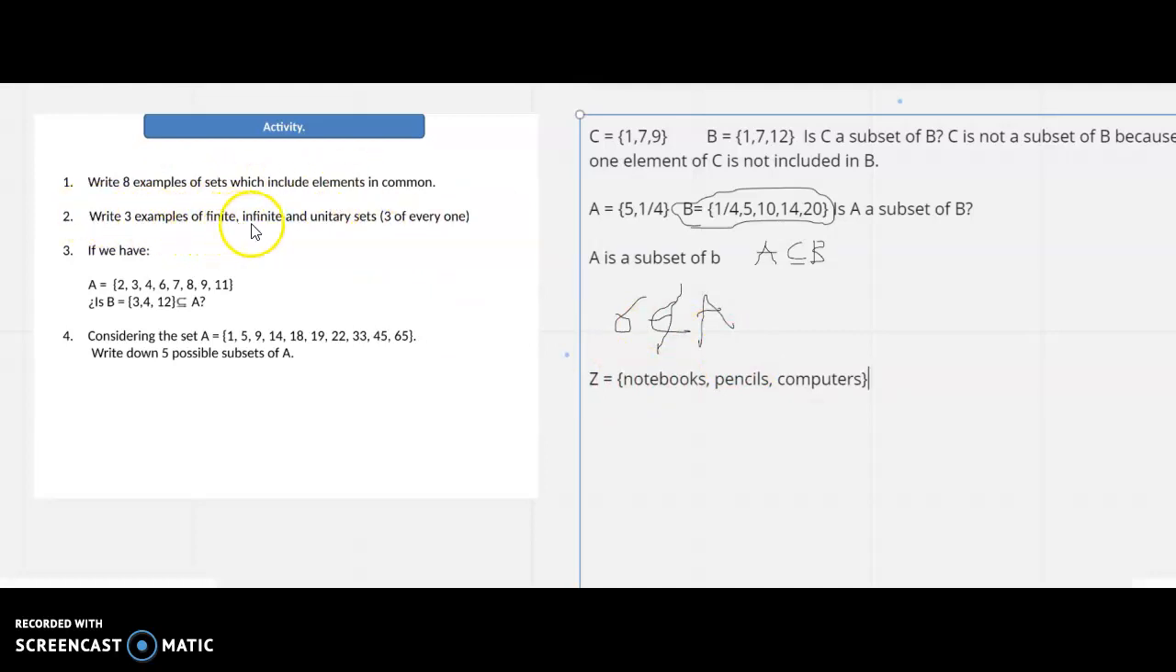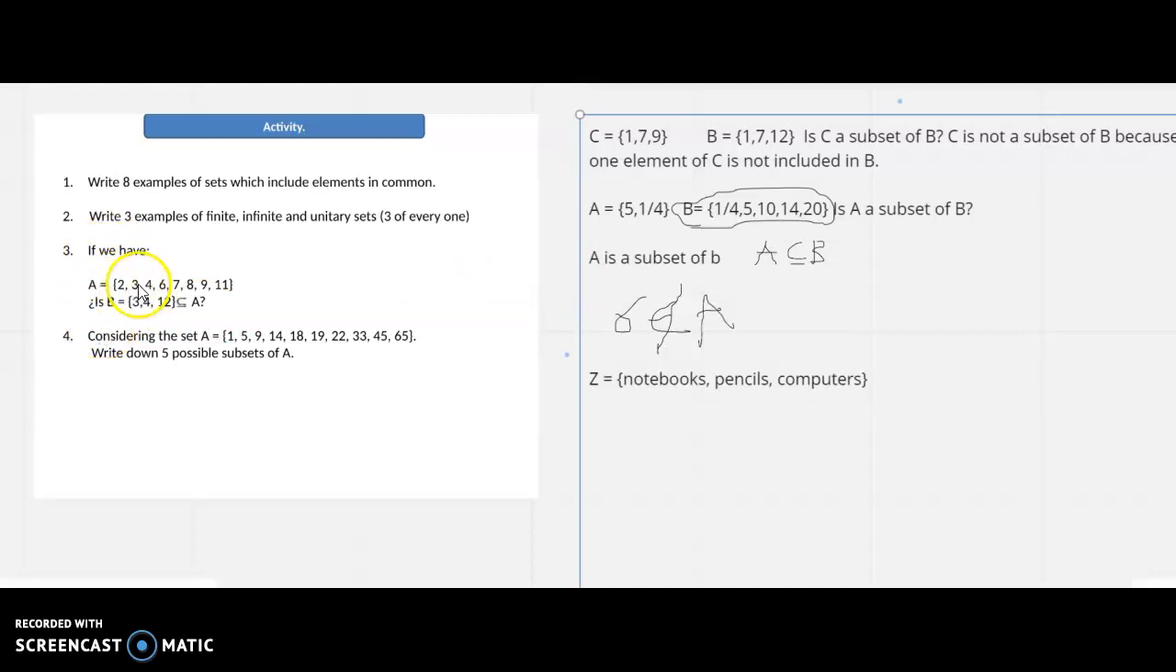Write 3 examples of finite, infinite, and unitary sets. Remember, we already talked about it, and we said that a finite set is a set where you can count the members of the set. So these are finite sets because we don't have infinite numbers here. We only have 3 in this case. Here we have 1, 2, 3, 4, 5 elements, alright? So this is a finite set. An infinite set, for example, could be the integer set that we have from minus infinite, negative 1,000, 3,000 to the positive numbers. Okay, that could be anyone.